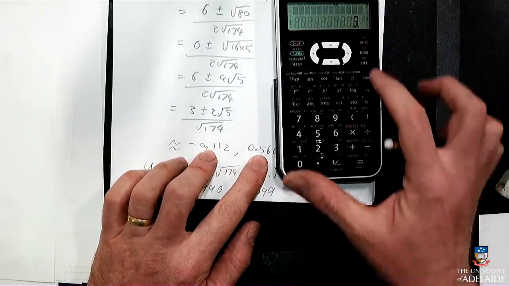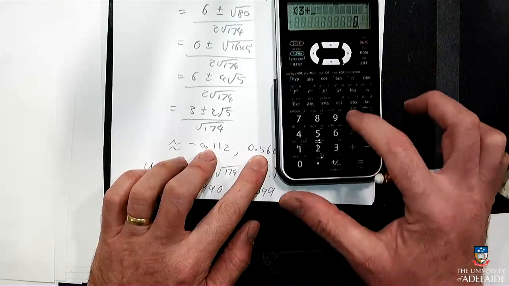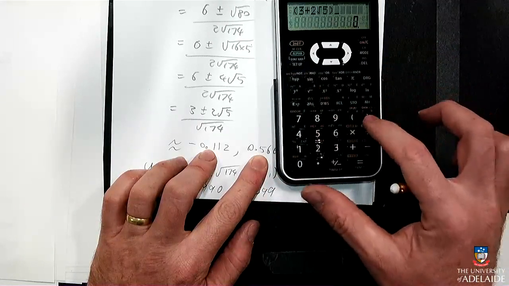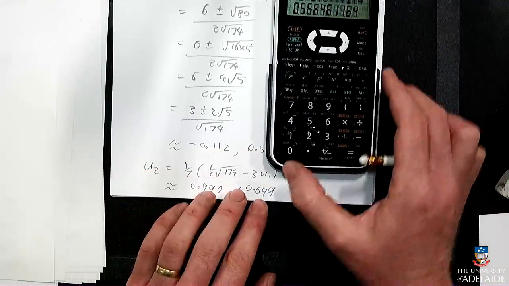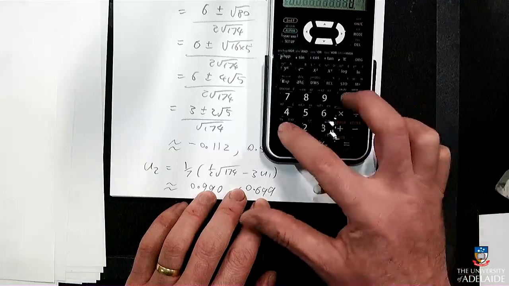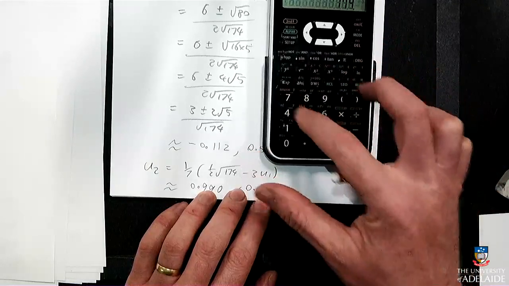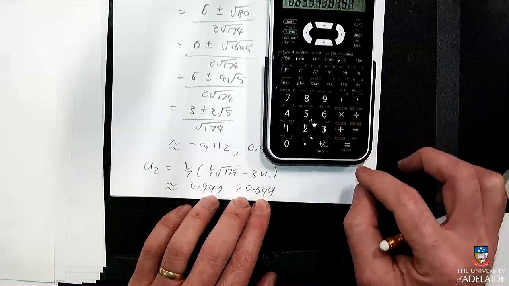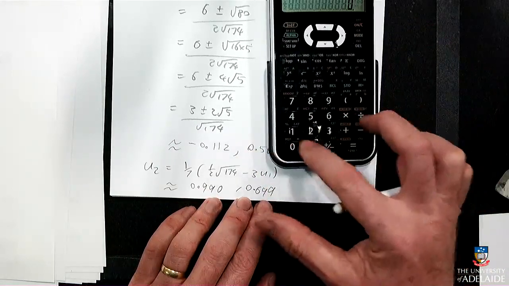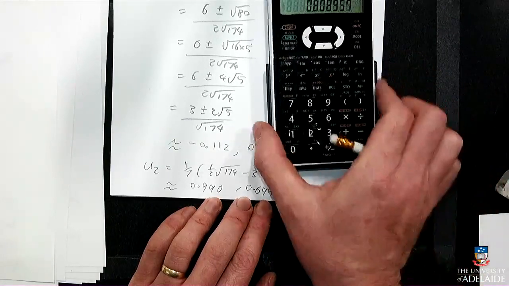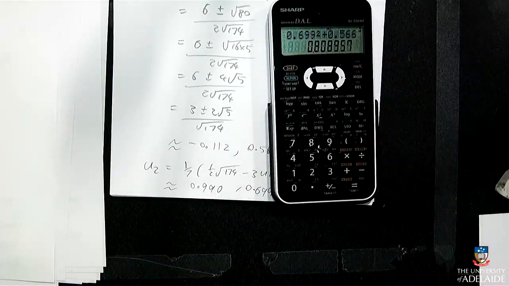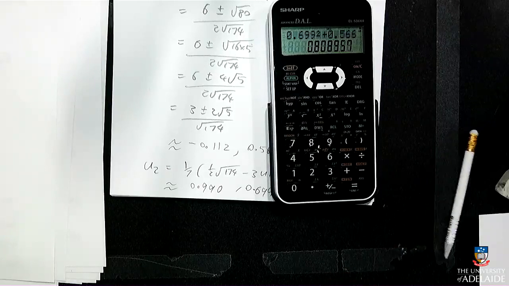So 3 plus 2 root 5 divided by root 174, 0.566, yep, times minus 3 plus a half times root 174 divided by 7, 0.699 squared. Oh, I really thought I had it. I really did. It was so close.